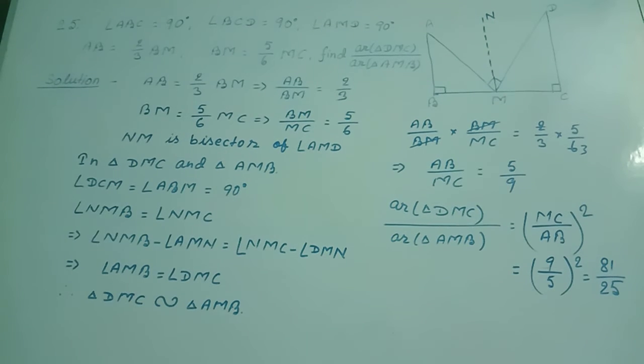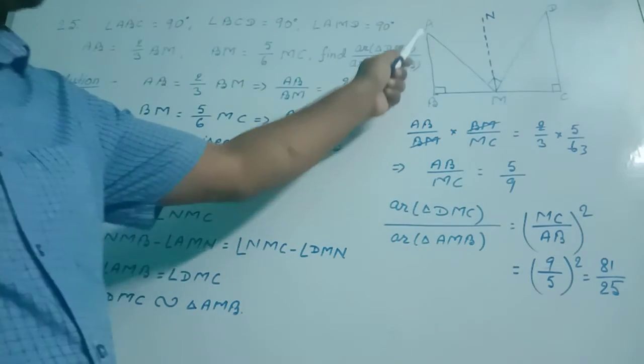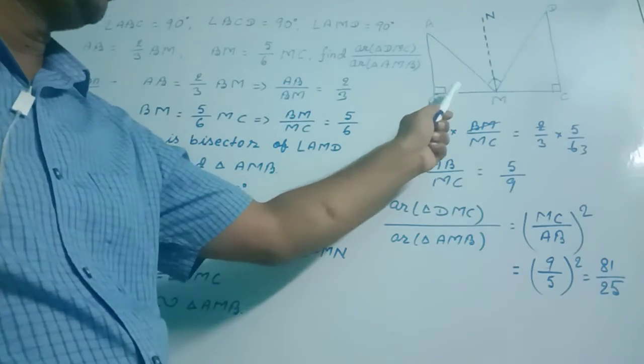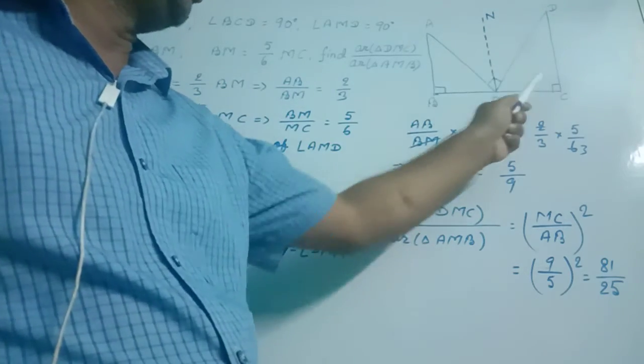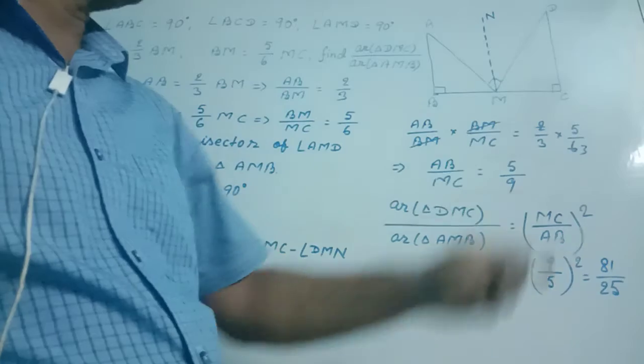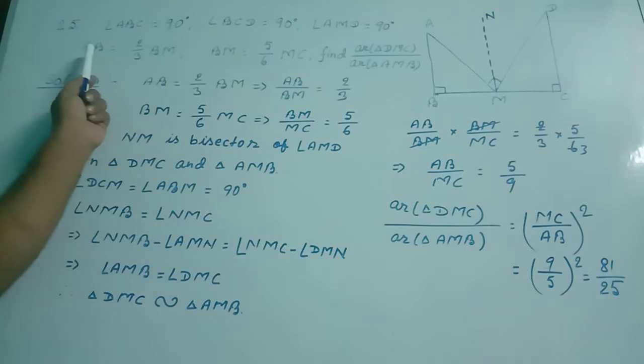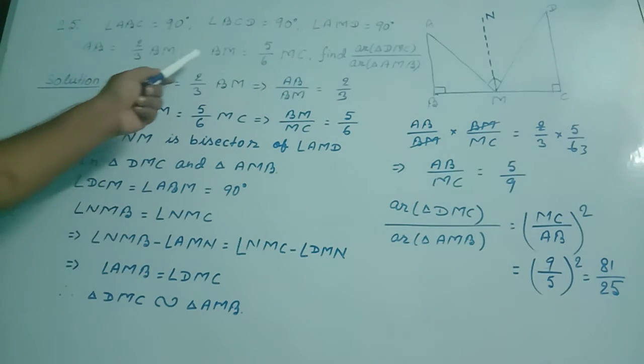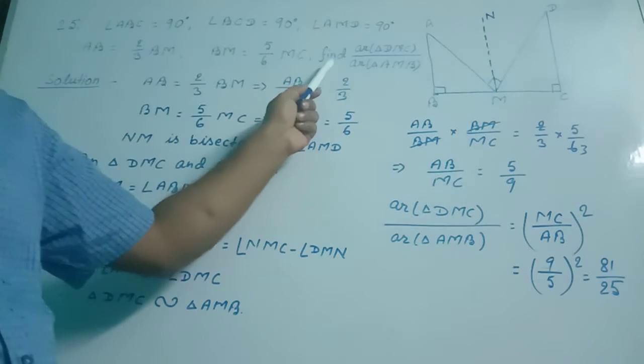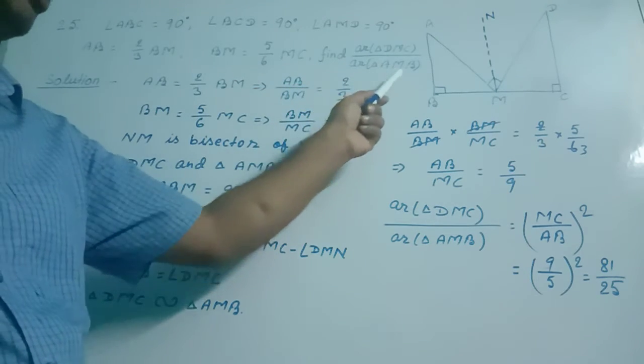In question number 25, this figure is given, and the given information is: angle ABC equal to 90 degree, angle DCB equal to 90 degree, and angle AMD equal to 90 degree. AB equal to 2 by 3 BM, BM equal to 5 by 6 MC. Then find the area of triangle DMC by area of triangle AMB.